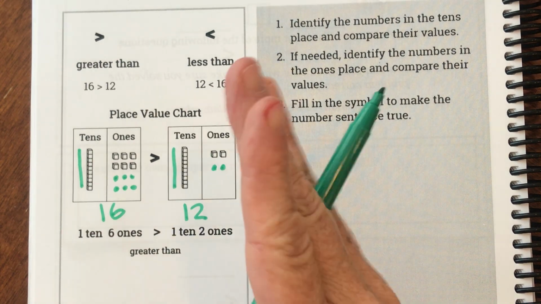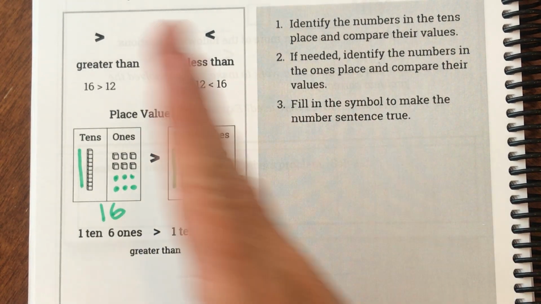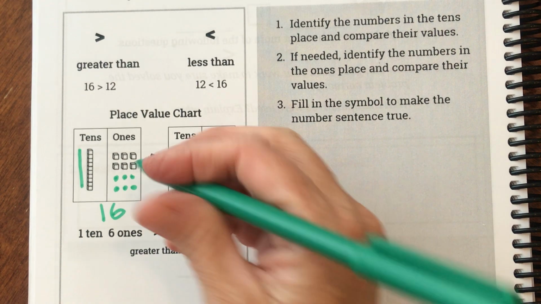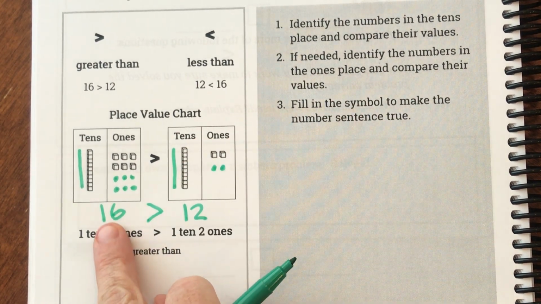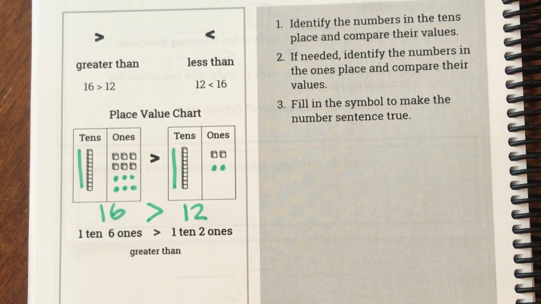So which one would you grab if you were a hungry alligator? Are you going to grab 16 or 12? You're going to grab the 16. So 16 is greater than 12.